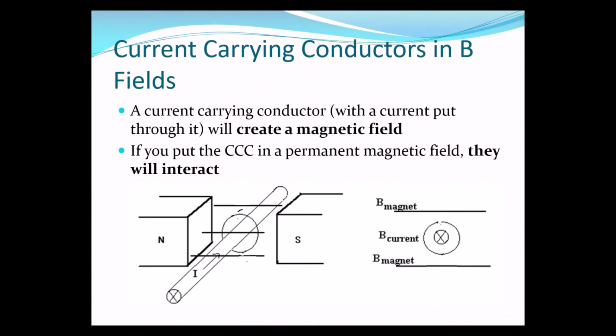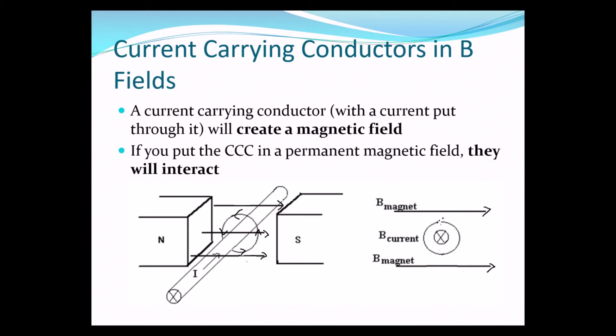So it's going to go around this way. And we have a north magnet and a south magnet. Magnetic fields always run from north to south. So the magnetic field from our permanent magnet is going to be going towards the south. So I'm going to draw that. This is just a different perspective, more of a 2D perspective. So this is a magnetic field from my magnet.